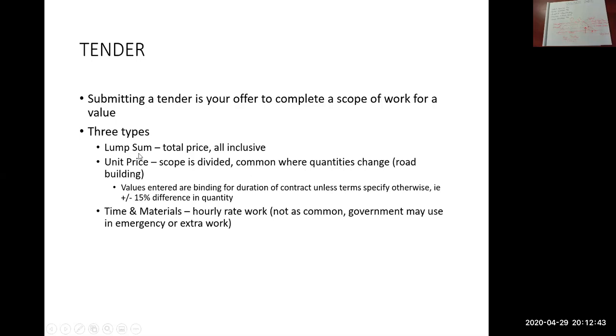Lump sum means it's up to you, the estimator, to determine the quantities of everything. You have to look through the drawings. You have to come up with everything from the amount of stripping that you have to do, the amount of excavation, the amount of curb, the amount of asphalt, the amount of street lights, all that stuff. You have to do a takeoff and count everything.